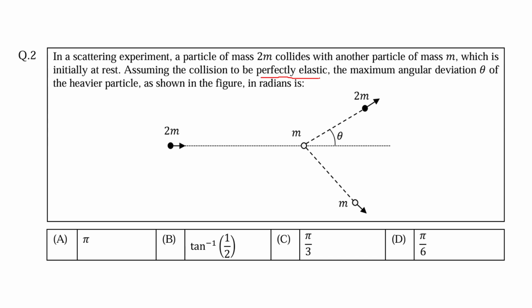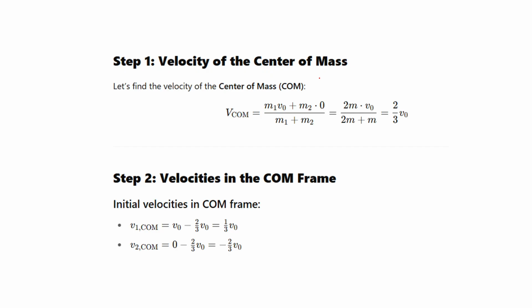Another method to solve this question, a very elegant way, is by using the center of mass method. I will explain how we can solve it in a few steps. So first of all, we will calculate the velocity of center of mass, that is (m1 v0 + m2 × 0) divided by the total mass. So velocity of center of mass is 2/3 of v0, where v0 is the velocity with which our particle of mass 2m is moving.